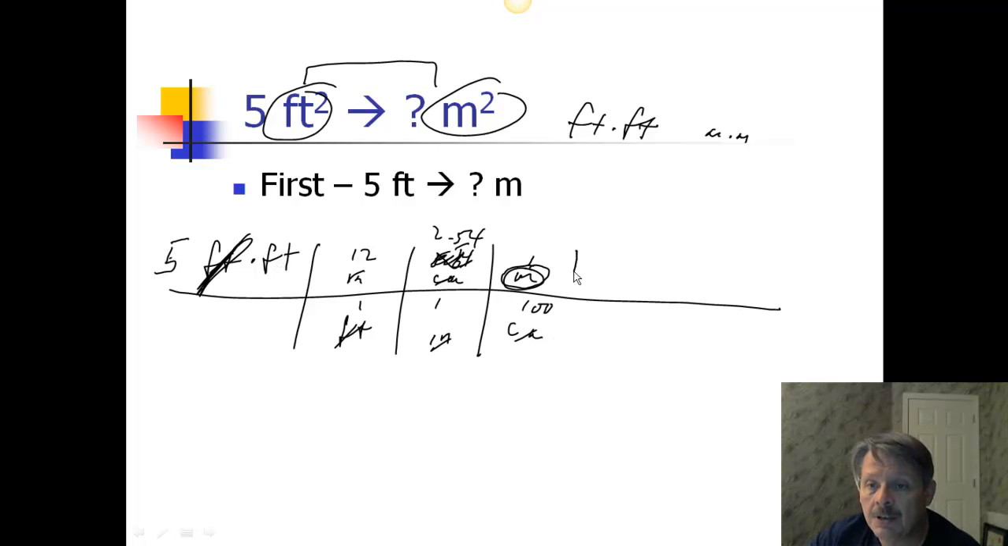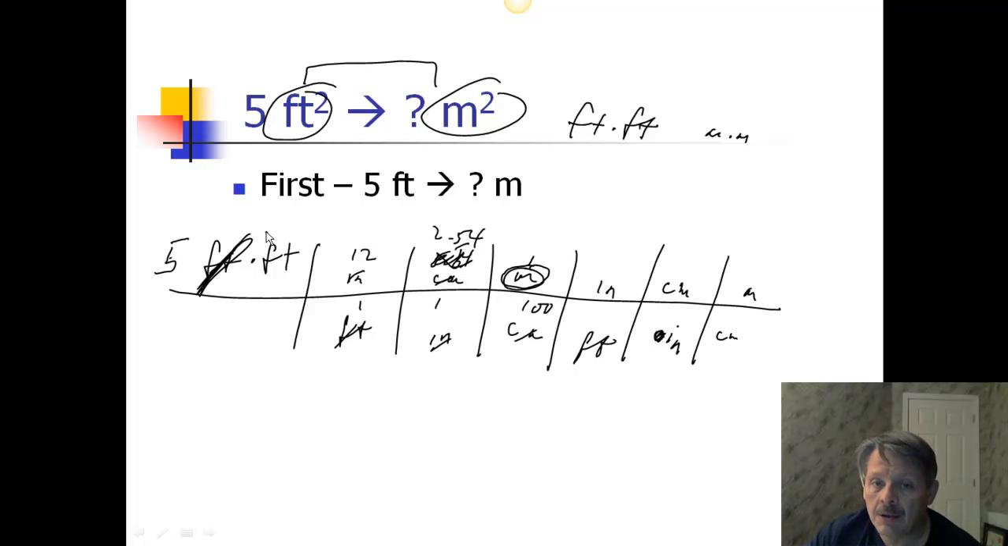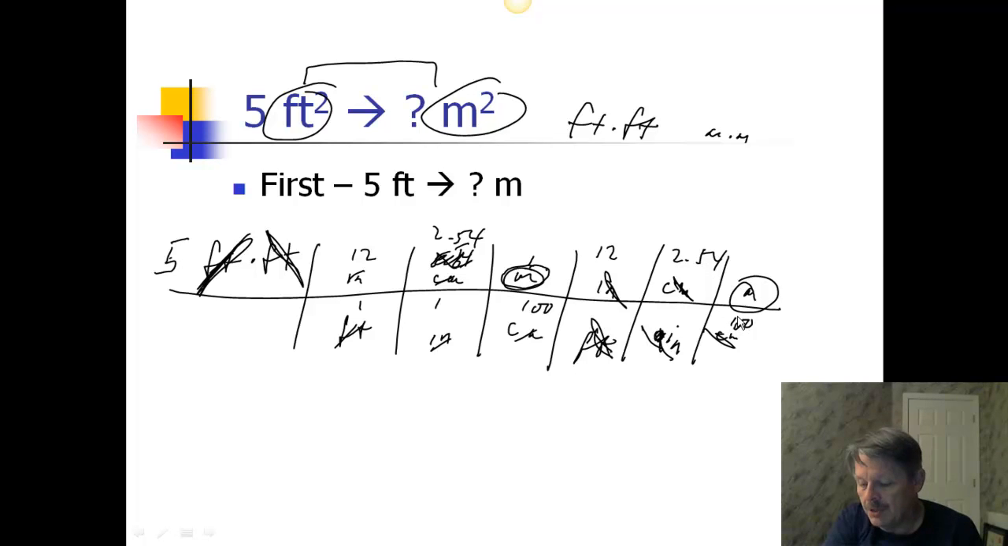So I have to repeat this all over again, one more time to get rid of feet, and go to inches, and from inches to centimeters, and from centimeters to meters. And that will allow me to cross out my other foot, and then I can cross out inches, and then I can cross out centimeters, and I'm left with meters over here. So I have meters times meters, which is in fact meters squared. When I plug this into a calculator, I get the answer of approximately 0.46 meters squared.